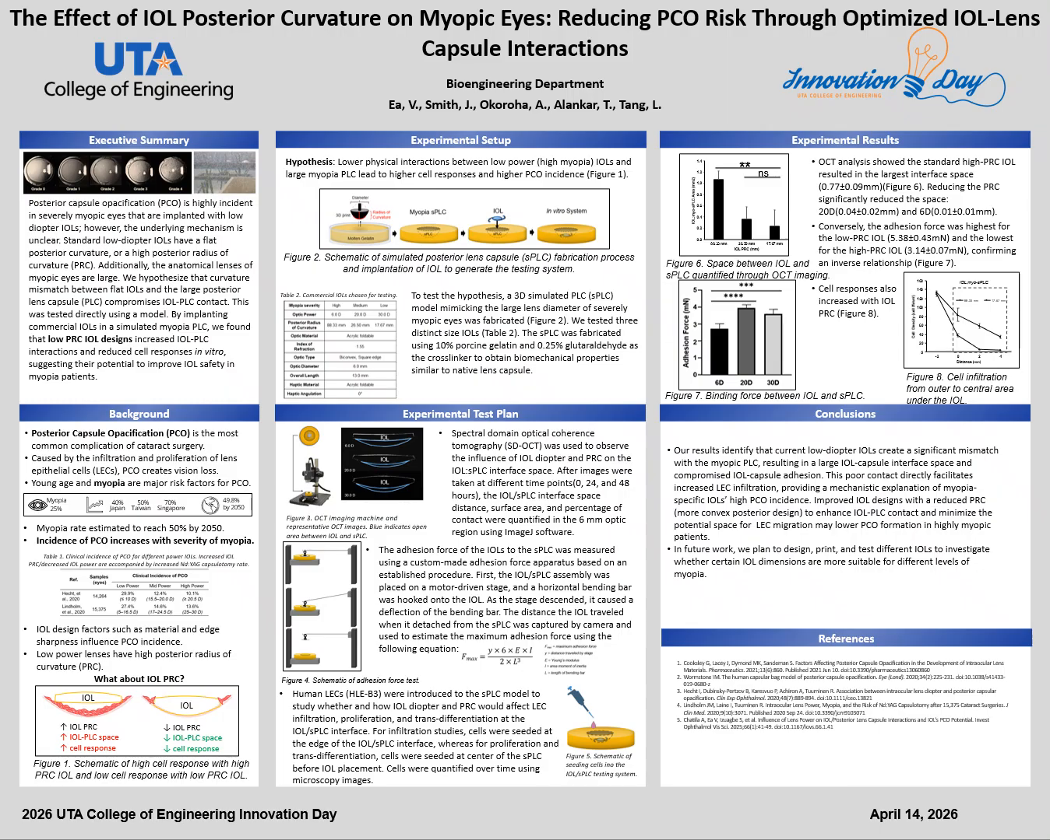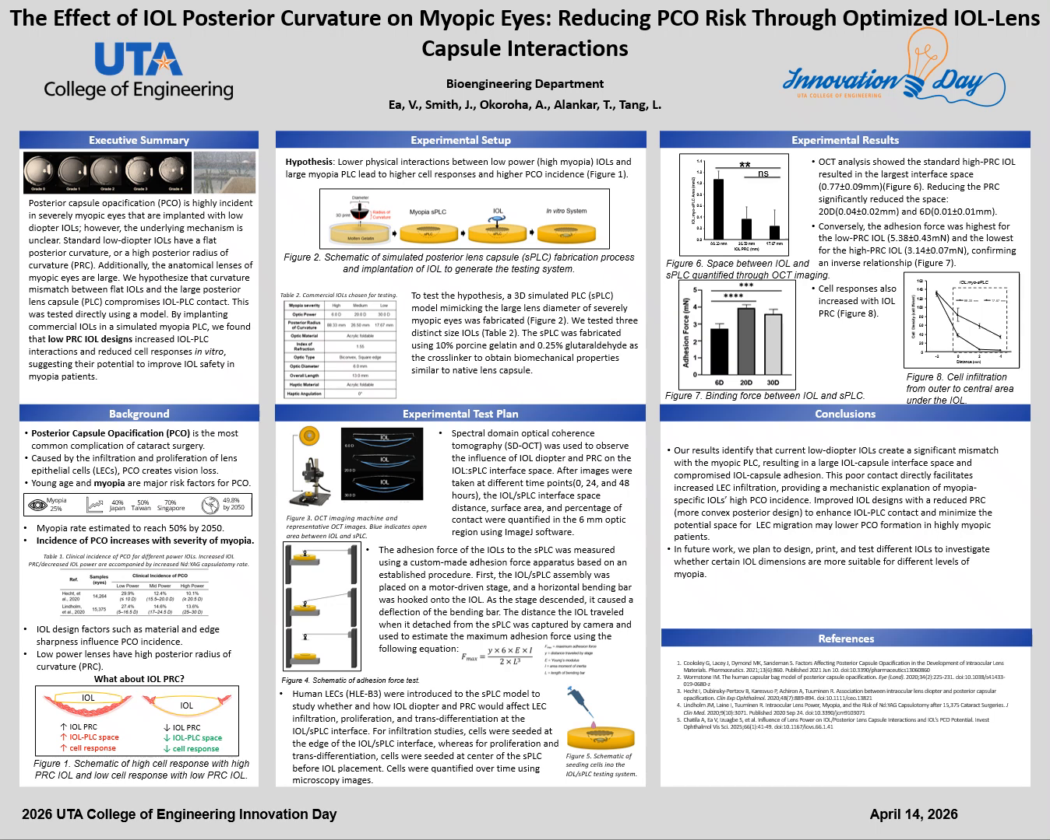In terms of our experimental results, they were very much in line with expectations, showing high space between the high PRC IOLs and myopia SPLC, and low space for the low PRC IOLs. The adhesion force results were the inverse of this, right? Low binding force was found for the high PRC IOLs, and high binding force was found for the low PRC IOLs. Since there was more space under those high PRC IOLs, those flat IOLs, there's no surprise that we also observed higher cell infiltration under those high PRC IOLs compared to the low PRC IOLs.